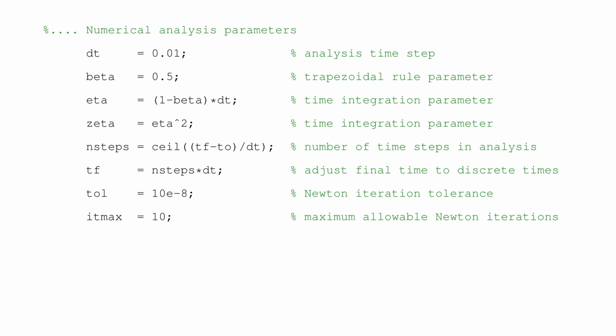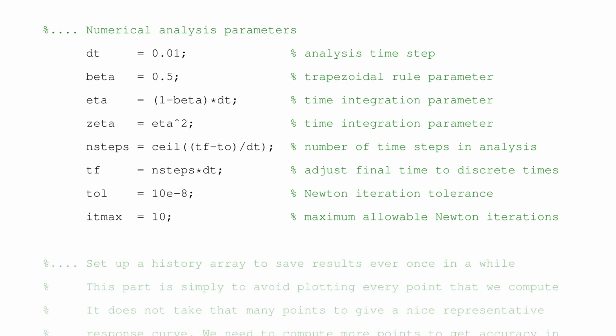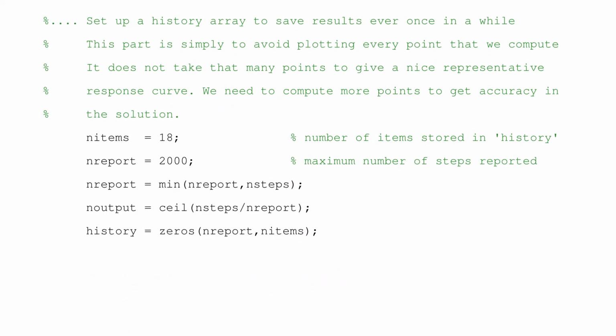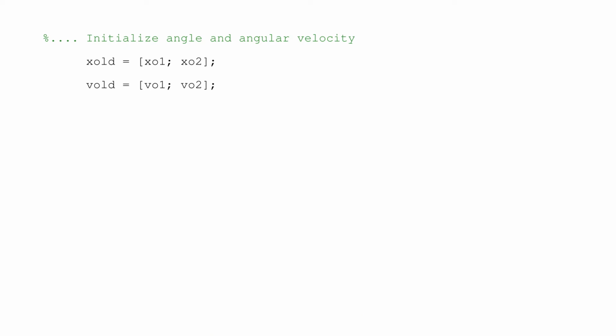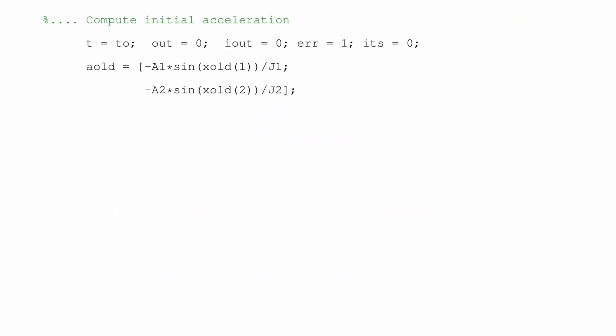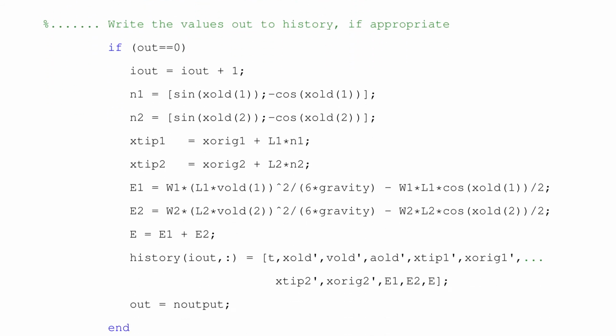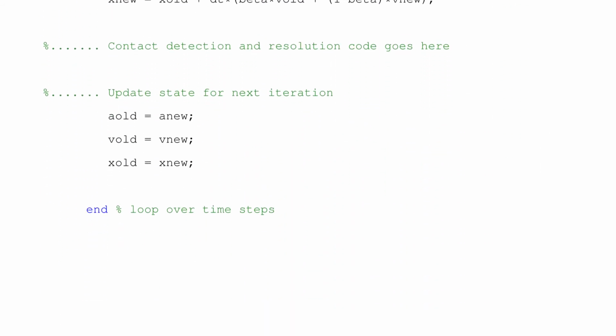All the numerical analysis parameters will be the same as the previous CPs as well. And the history array will work as is. Notice that now we have a vector containing the angle and angular velocity of each pendulum. This means when you want to grab theta 1 or theta 2, you have to use this syntax, xold of 1, xold of 2. Similarly for vold and vnew, you're going to have to grab the corresponding entry. And then here we're going to initialize our acceleration. And we're just going to go ahead and skip to where you're going to have to implement contact.